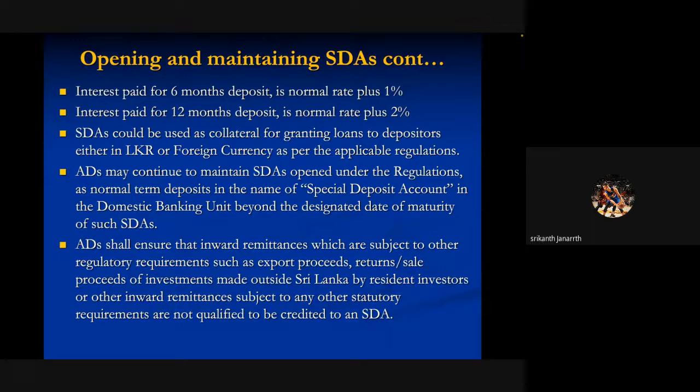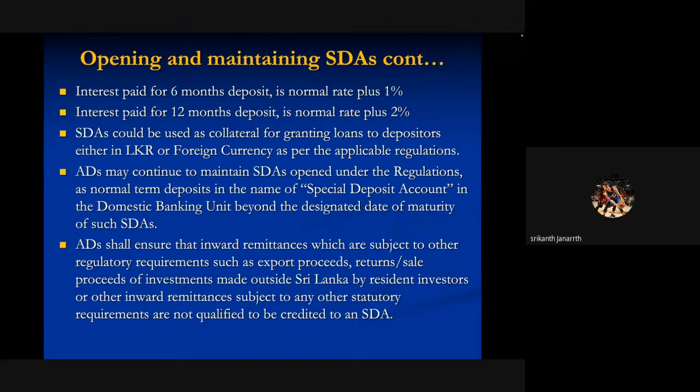SDA could be used as collateral for a guarantee or loan. If they keep this special deposit with the bank, they can utilize it to take a loan from the bank for the account holder's purposes. Depositors can keep the deposit and take a loan. This can be a rupee deposit or a foreign currency deposit, but they pay 2%. So most of the people prefer to have a foreign currency deposit in the SDA.